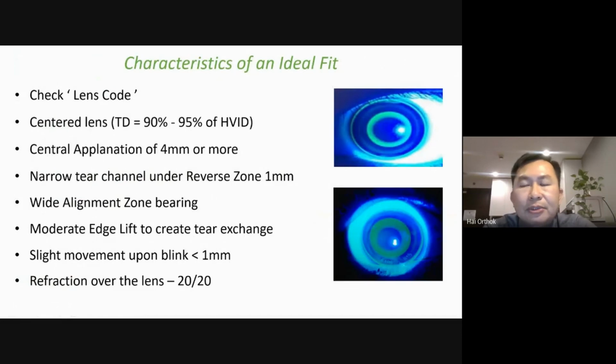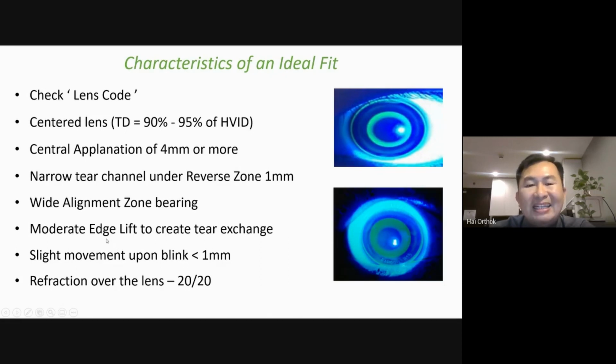The characteristics of ideal fitting of the orthokeratology lens. First, we have to check the lens code. Make sure we put the correct lens on the patient's eye, and that the patient is not mixing up left and right. We check that the lens diameter is about 90 to 95% of the cornea. This is a perfect fit for the orthokeratology lens. The central application is about 4 millimeters or more. It should have a narrow 1 or 2 millimeter reverse zone tear, and then a wide alignment curve of about 3 to 4 millimeters.